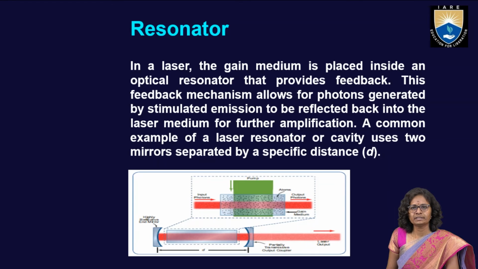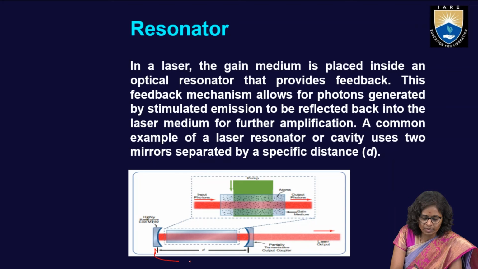Resonator. In a laser, the gain medium is placed inside an optical resonator that provides feedback. This feedback mechanism allows for photons generated by stimulated emission to be reflected back into the laser medium for further amplification. A common example of a laser resonator or cavity uses two mirrors separated by a specific distance d. Here you can see these two mirrors are separated by distance d. Between these two mirrors, the photons are reflected back and forth to get more amplification, and the beam is coming out of the partially coated reflector.